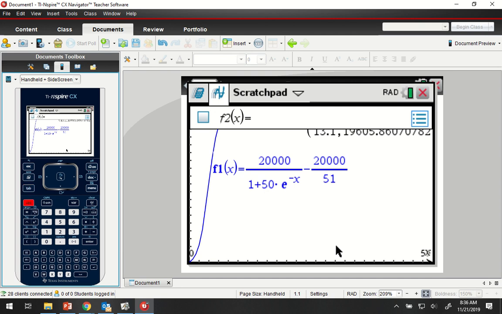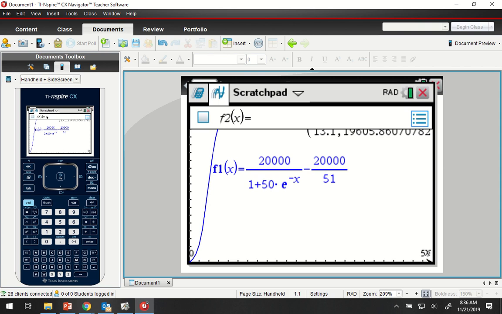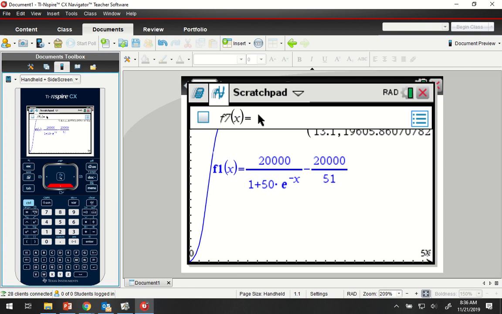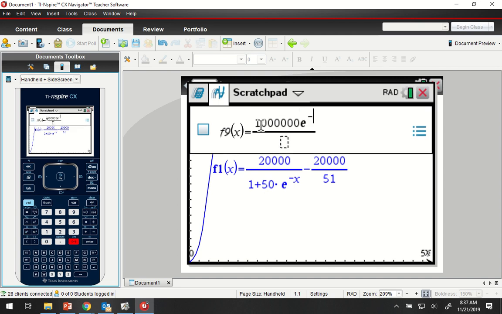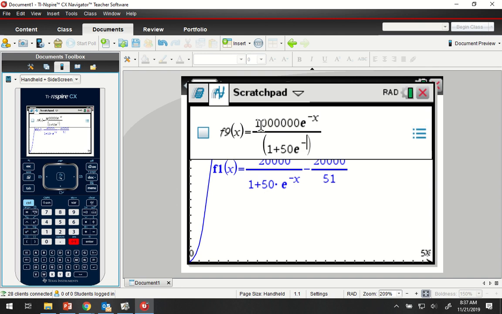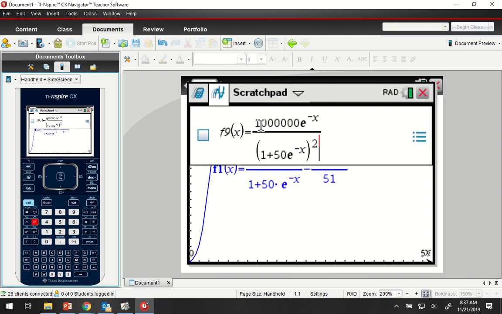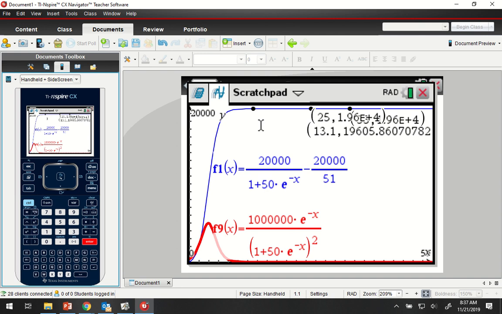So it's going to be my first derivative. Control divide, 1 million e to the negative t, over parentheses 1 plus 50 e to the negative t, close, squared. There it is.